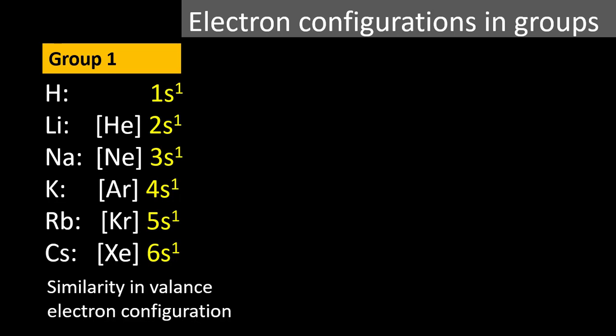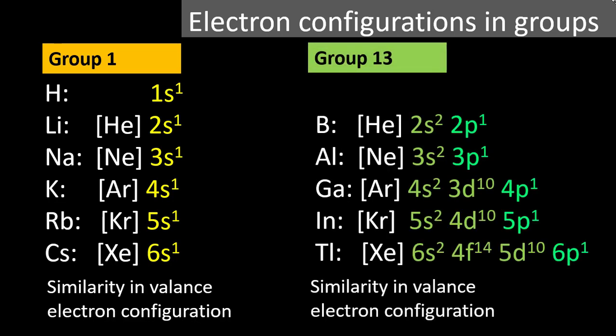Let's have another look at another group. Let's take group 13 from boron through to thallium. If we look at the valence electrons, they're not all exactly the same. Gallium and indium and thallium also have 10 electrons in a set of d orbitals. And thallium also has 14 electrons in a set of f orbitals. But the last orbital to have an electron added is a p orbital, and there all the configurations end up with a something p1.